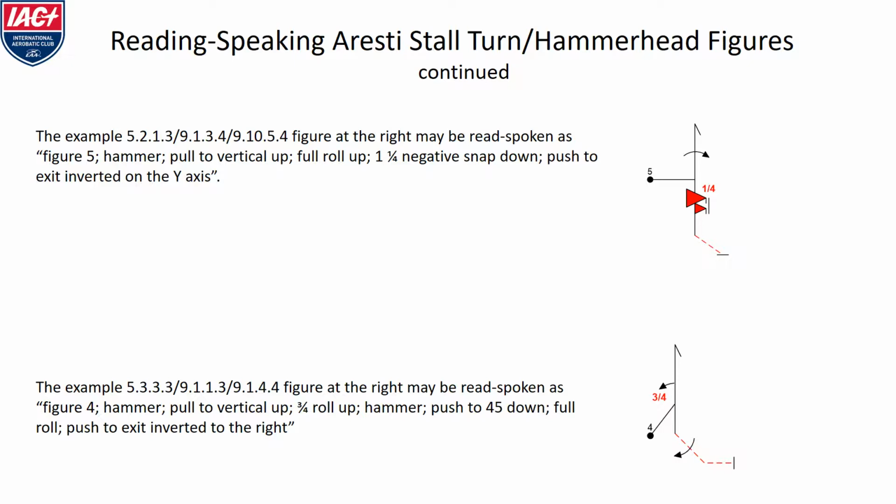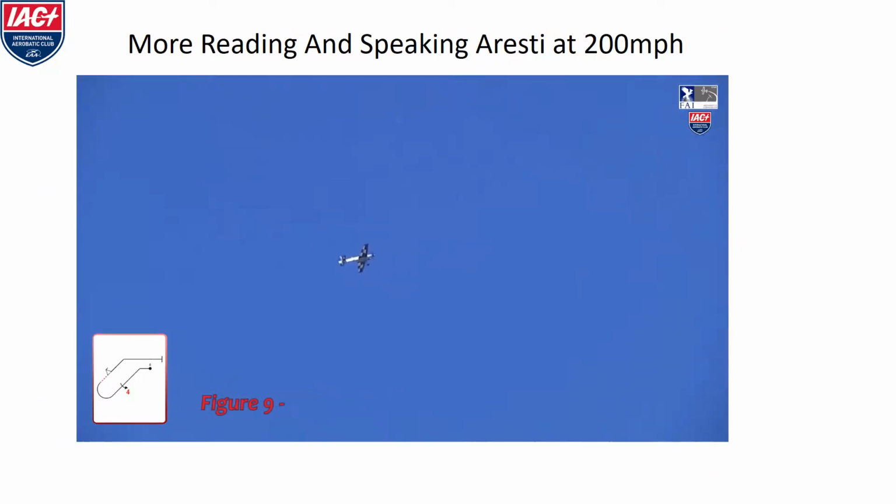The example 5.3.3.3/9.1.1.3/9.1.4.4 figure at the right may be read spoken as Figure 4, hammer, pull to vertical up, 3/4 roll up, hammer, push to 45 down, full roll, push to exit inverted to the right. End figure.